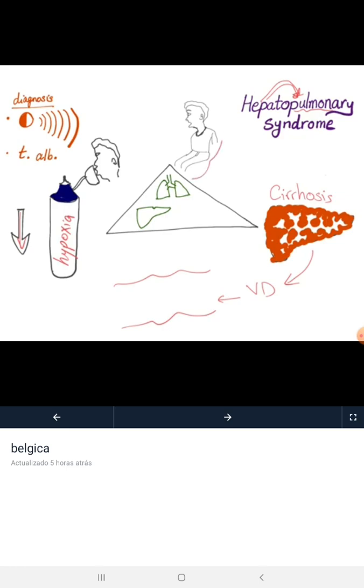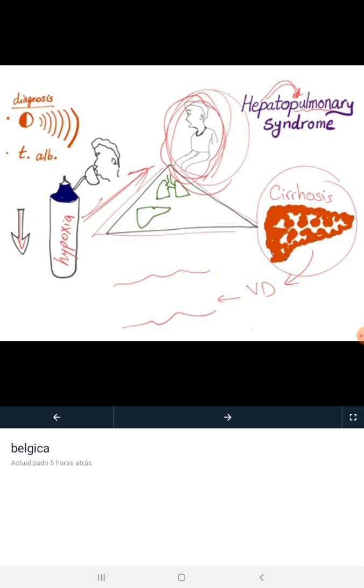Also, you will have something called platypnea orthodeoxia. It's that the patient has dyspnea on sitting down, and this dyspnea may disappear when he lies back down on the bed. So this is called platypnea and orthodeoxia because there is hypoxia in this position. So this is the triad of hepatopulmonary syndrome. You have cirrhosis, you have a patient with orthodeoxia or platypnea, and also there is hypoxia.